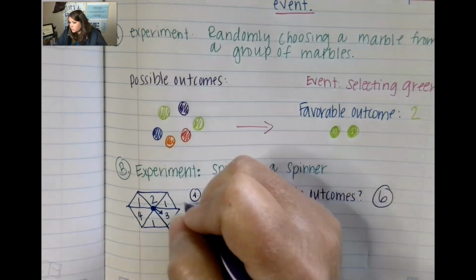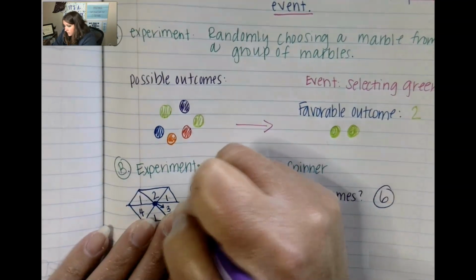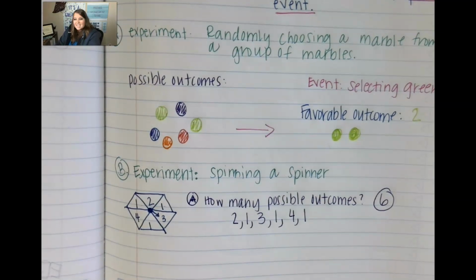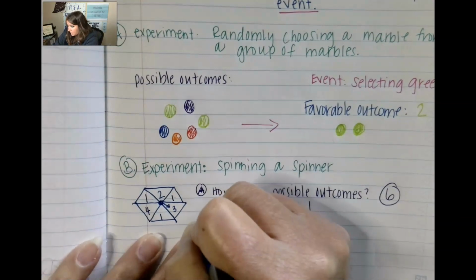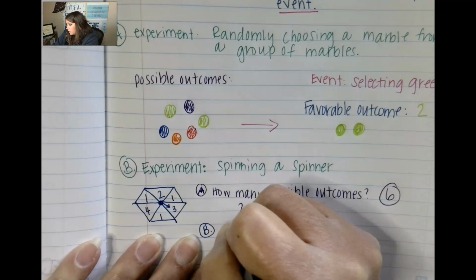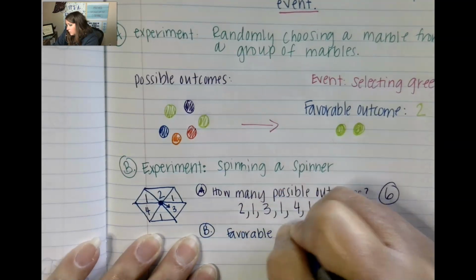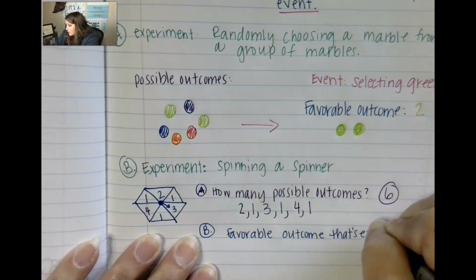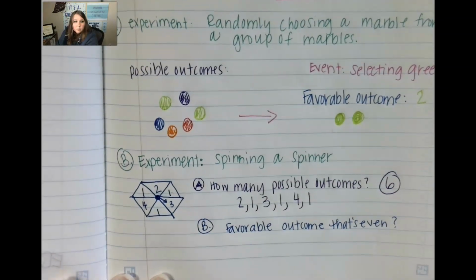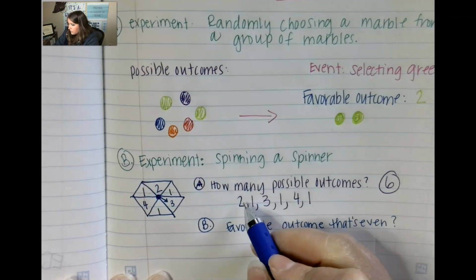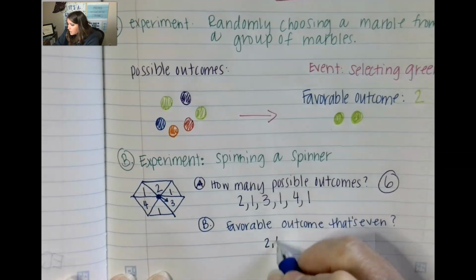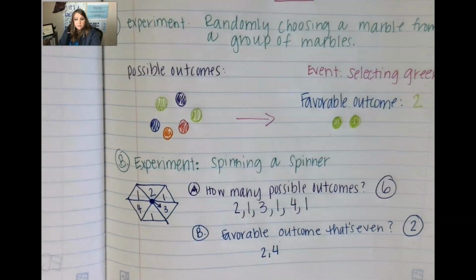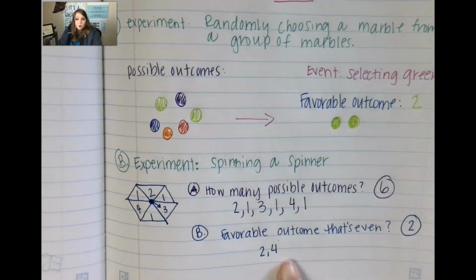Okay, now my next question, question B, wants to know what is the favorable outcome of spinning an even number? So B is favorable outcome that's even. So how many of our outcomes could be even? Well, in our outcomes, 2 and 4 are the only evens. So we have 2 favorable outcomes for even, because the numbers 2 and 4 are even.